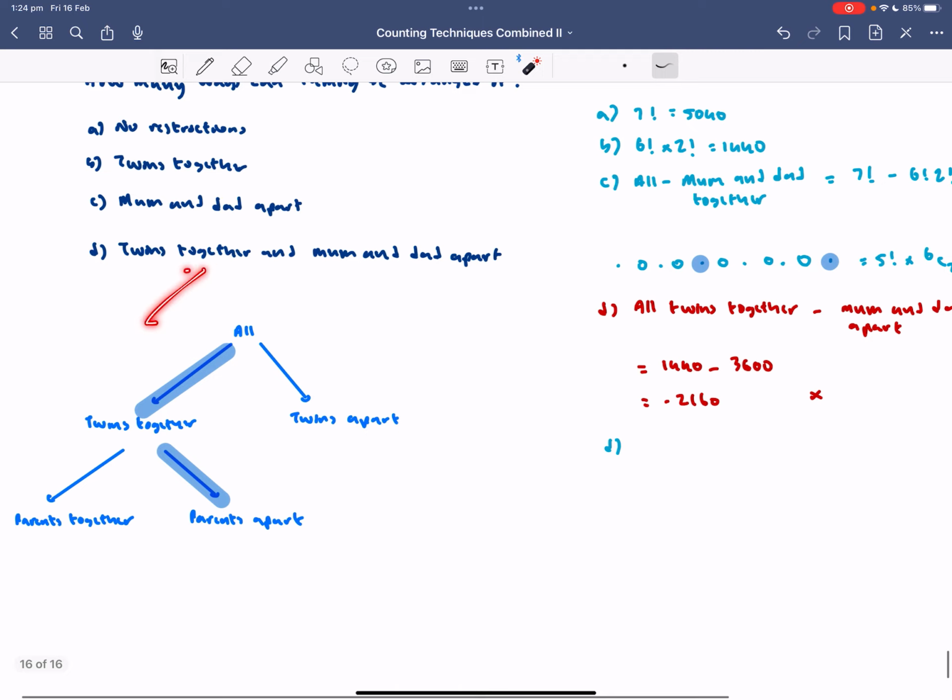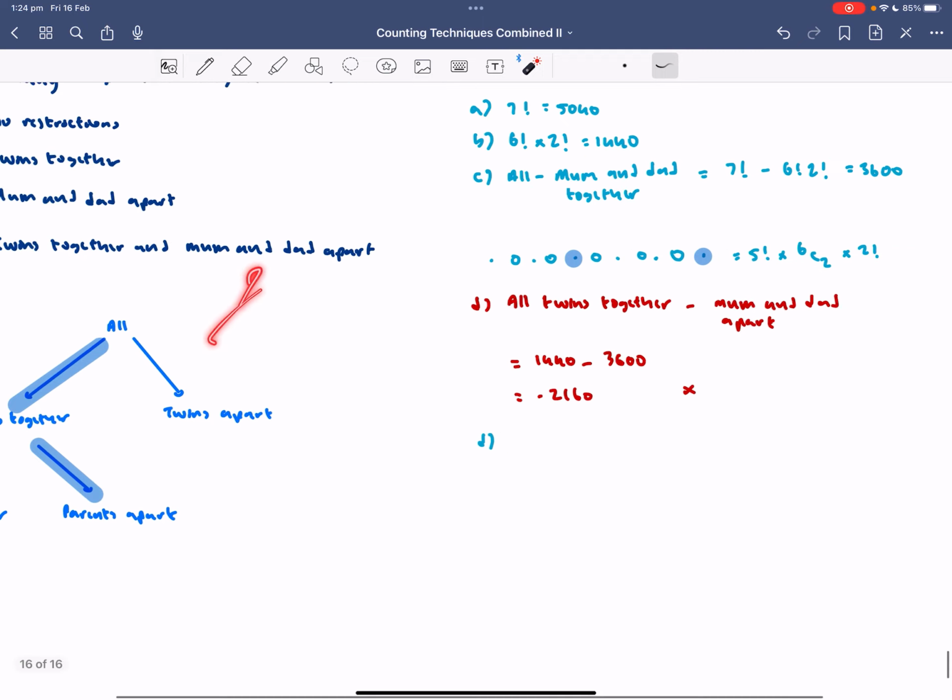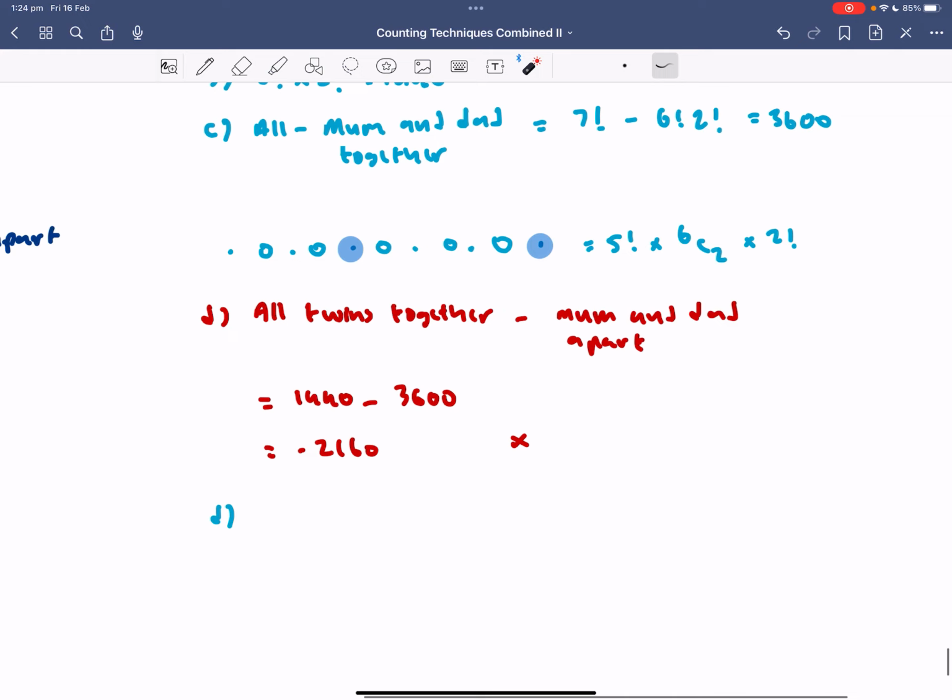Alright, hold on. I messed this one up. Twins together and mum and dad apart. What was I meant to do? All the twins together minus mum and dad together. Or I can just write minus parents are together. This is equally bad. Okay, guys?